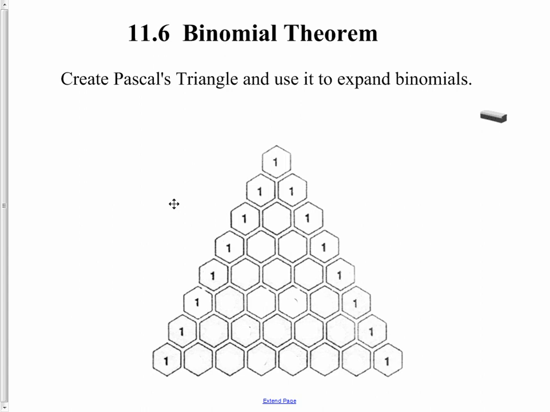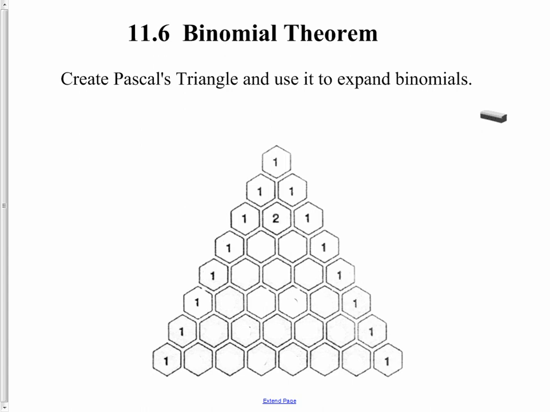In section 11.6, we're going to look at Pascal's triangle, and we're going to use Pascal's triangle to do something called binomial expansion, to multiply a binomial to a power. So with Pascal's triangle, what we have here is 1's going down the sides, and then to fill in each of the spots, you add the two numbers above it.